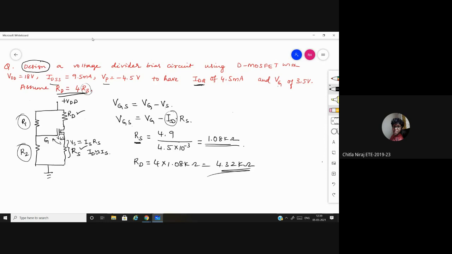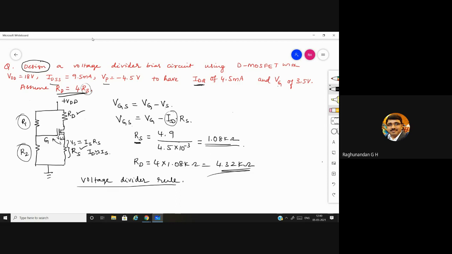So VG we know, right? It's given in the question. So VG is 3.5. Yeah, VG is given, but you don't know what is VD. Also, you don't know what is VDS. If you try to find VD, you want to know VDS. That also we don't know. So we have to go for the voltage divider rule in this case.